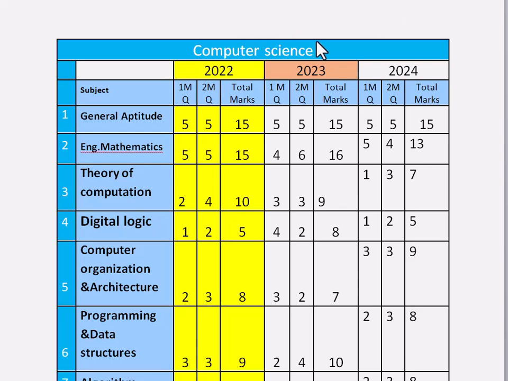Now, the question distribution subject wise for 3 years is analyzed like this. The course is computer science and the subject is general aptitude. In 2022, 1 mark questions were 5, whereas 2 mark questions were 5, and total marks allotted for general aptitude is 15, whereas in 2023, 1 mark questions are 5, 2 mark questions are 5, and total marks are 15. In 2024, 1 mark questions are 5, 2 mark questions are 5, and total allotted marks becomes 15.